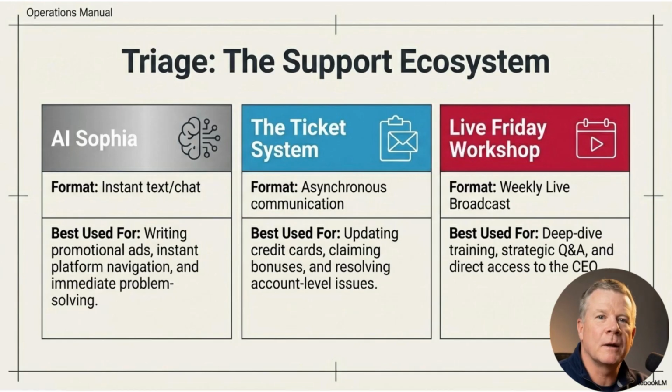You're not doing this alone. You have 3 layers of support working for you. AI Sophia, instant help for writing ads, solving problems, and navigating the platform. The ticket system for account-level support, bonuses, and technical issues. And the Friday Live workshops, where you get deep dive training, strategy, and direct access to leadership. Use the right tool at the right time, and you'll move forward faster than most people ever do.